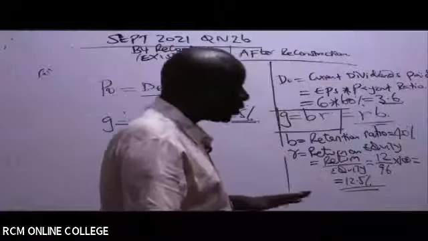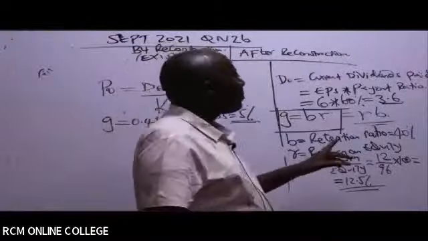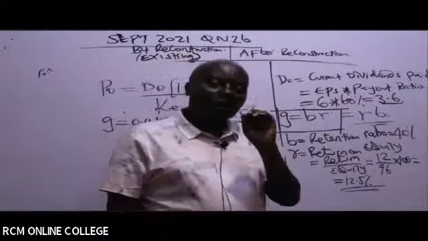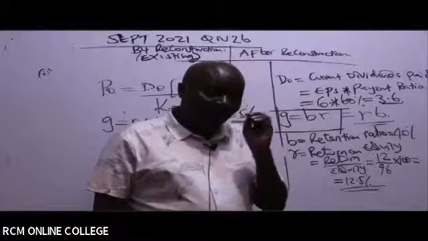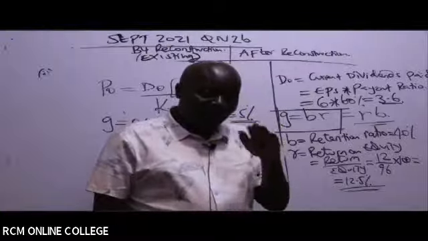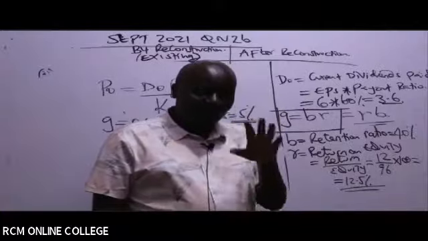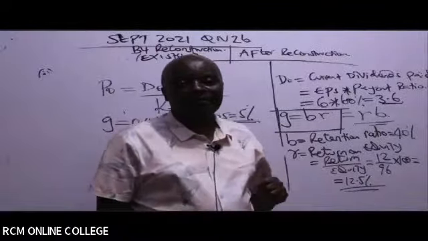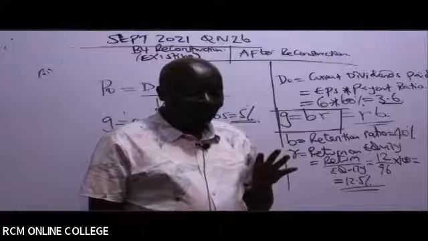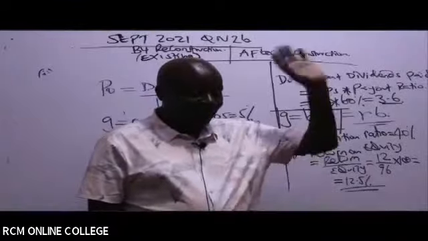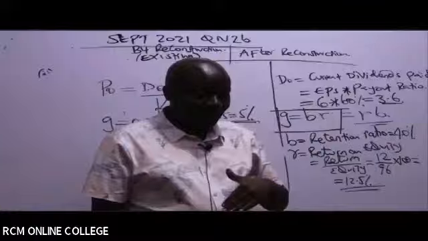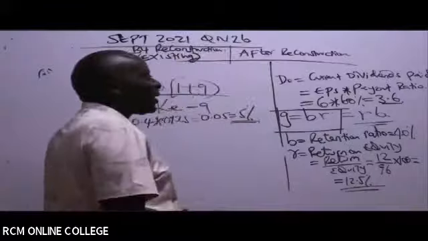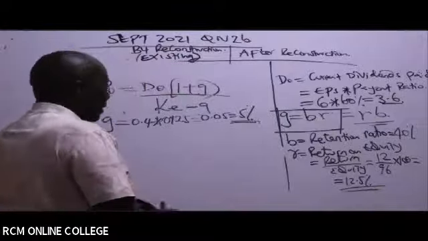How do we get the retention ratio? Remember, in this particular note number 3, they told us that the payout ratio is 60%. So 60% is being paid out. What amount are we retaining? We are retaining 40%. The complement of 60% paid is 40%. So if you're told that the payout ratio is 70%, then the retention will be 30%.